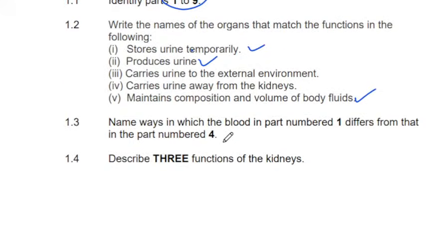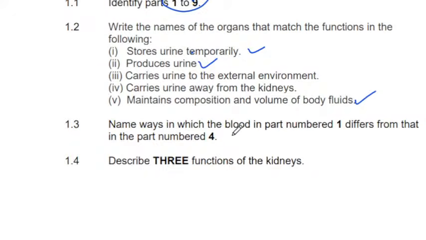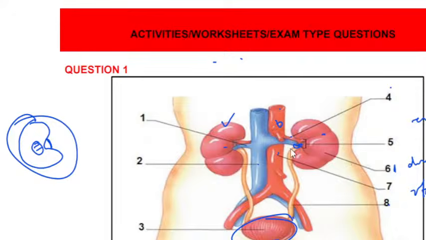They're saying, name the ways in which blood in part number 1 differs from the blood in part number 4. We go back, look, number 1, and then number 4. Number 4, remember, is the blood which is coming from the heart with the wastes. You understand? Yes, with the wastes, and then these wastes must be purified so that urine can form, and then the blood goes back to other body parts when it's clean. So the major function of the kidney is to purify the blood.